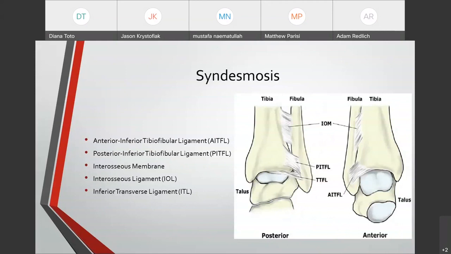Okay, so going to the syndesmosis. This comprises 4 ligaments: the anterior inferior tibiofibular ligament, the posterior inferior tibiofibular ligament, the interosseous ligament, the inferior transverse ligament, as well as the interosseous membrane. There is physiological movement between the tibia and fibula, and this is believed to be inherently due to the elasticity of the syndesmosis. The syndesmosis is mostly stressed at extreme dorsiflexion as well as plantar flexion, but does function throughout the range of motion.